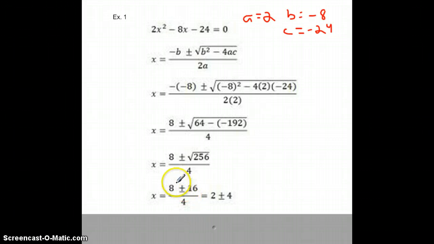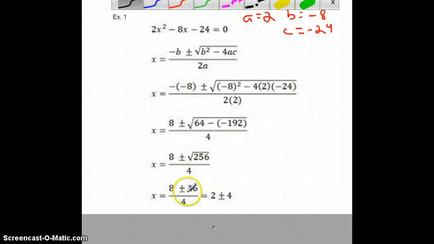What we could do here is, essentially what you've got is 8 plus or minus 16 over 4. There's a couple ways you can work this out. I'm not crazy about how they worked it out there. They divided everything by 4. So 8 divided by 4 is 2, 16 divided by 4 is 4. So 2 plus or minus 4. You could do that.